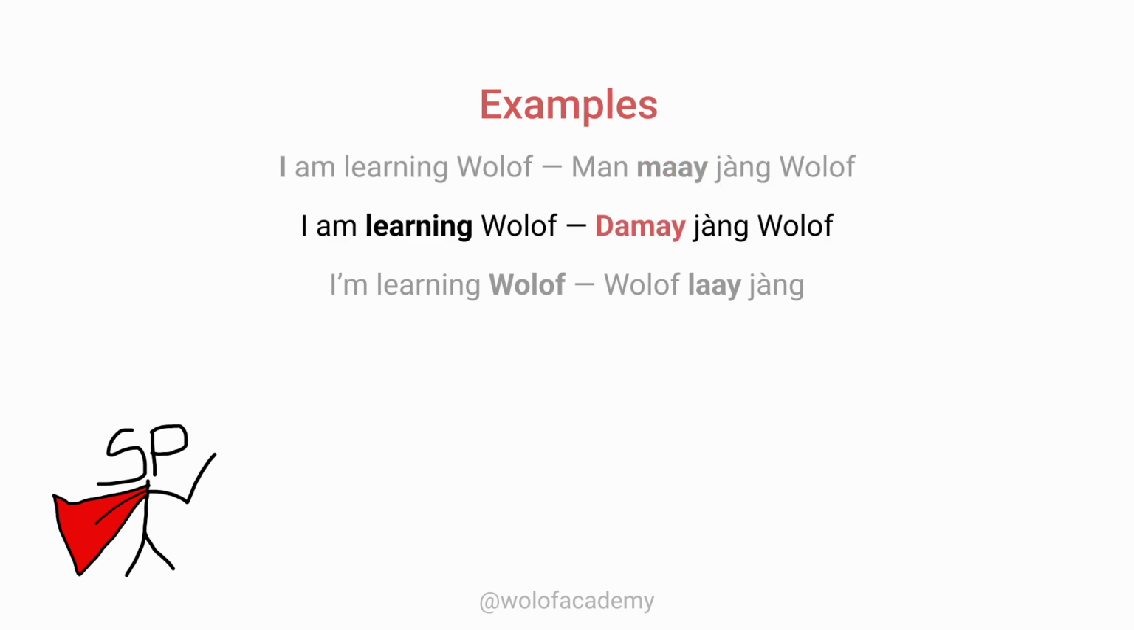In the second example, the focus is on the verb of the sentence, which is highlighted by using the subject pronoun "damay," which means I. "Damay" is known as the verb focus pronoun as it emphasizes the action of the sentence, i.e. learning. In the third example, the focus is on the object of the sentence, which is achieved by using the subject pronoun "lay." This pronoun can be translated to I, but also has the added superpower of putting the focus on the object of the sentence, i.e. Wolof. "Lay" is what we call the object focus pronoun.